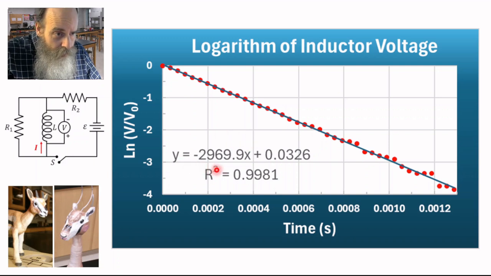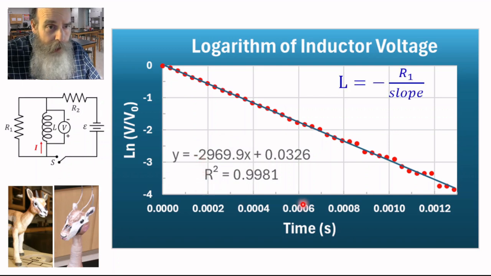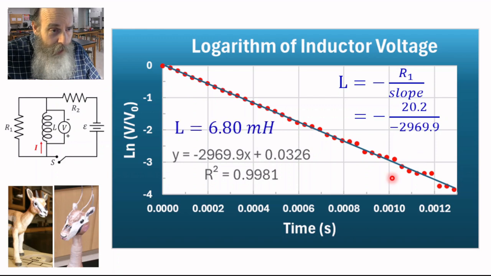Negative 2969.9 is the slope. So L is negative R1 over the slope. So it's negative 20.2 over negative 2969.9, and we get L is 6.80 millihenries.